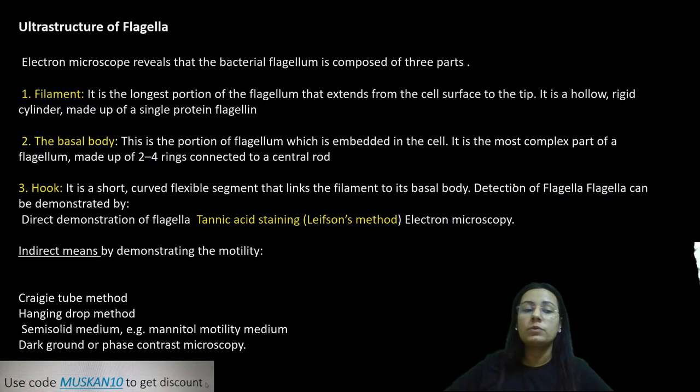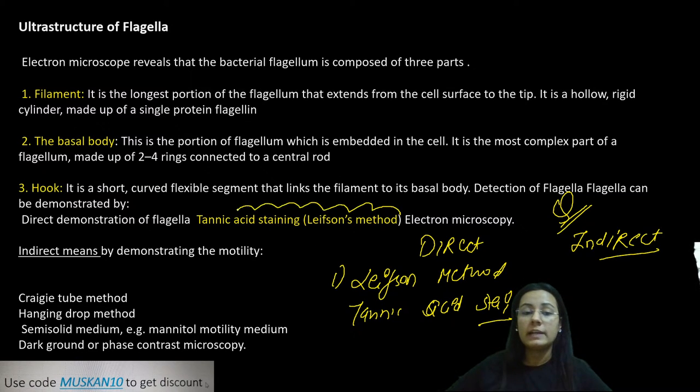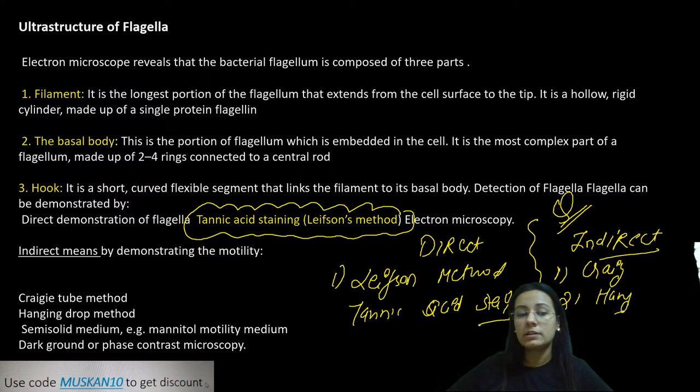Okay. Now the filament, hook and the basal body we have seen. Just remember one more thing, to demonstrate the motility of the bacteria, we use either the direct method or the indirect method. For the direct method we use the Leifson's method, that is the tannic acid staining. And for the indirect, we use the Craigie's tube, the hanging drop motility test. Other than this, the semi solid media, because we use 0.5 concentration of agar for the semi solid media, and the dark ground microscopy.